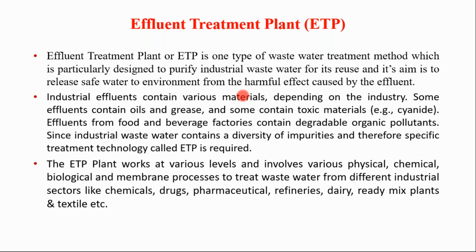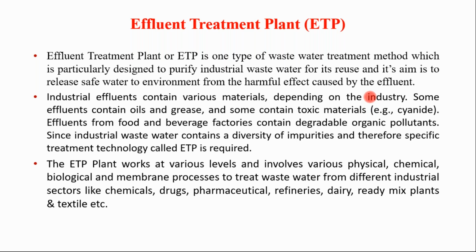Industrial effluents contain various materials depending on the industry, because the industry types are different. Some are chemical industries, some are engineering industries, some are packaging industries, some are pharmaceutical industries, some are only assembling industries, some are manufacturing industries, some are formulation units, some are bulk drug units, etc. So depending on the type of industry, the materials used, and the processes involved in that industry, the type of effluent generated differs.